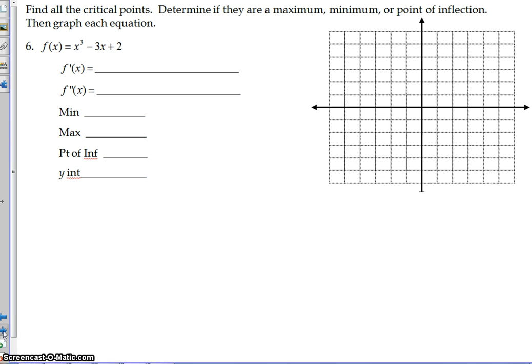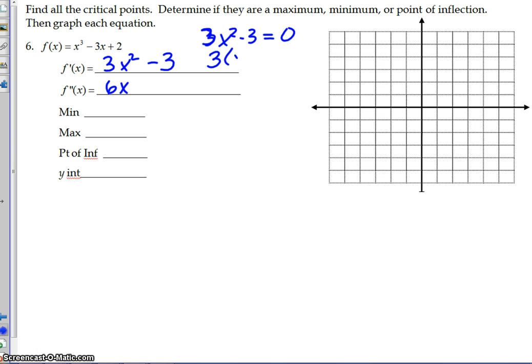So number 6, first we have to find our first derivative. Our first derivative is 3x squared minus 3. Our second derivative is 6x to the first, okay? And then our steps are: take your first derivative, 3x squared minus 3, and set it equal to 0.